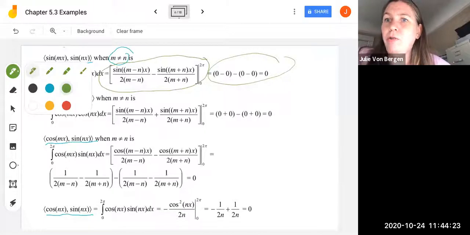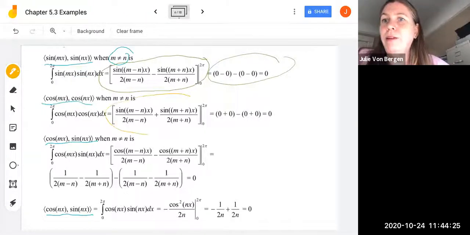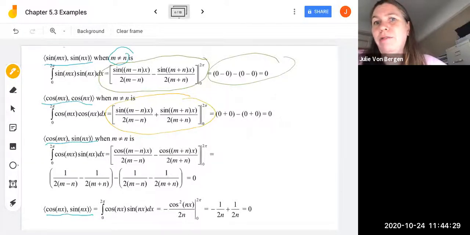Now, if we shift over to the cosine, the formula for cosine, integrated cosine of mx and cosine of nx from 0 to 2 pi, well, that also integrates to sines in this form. And so we get here, again, zeros.